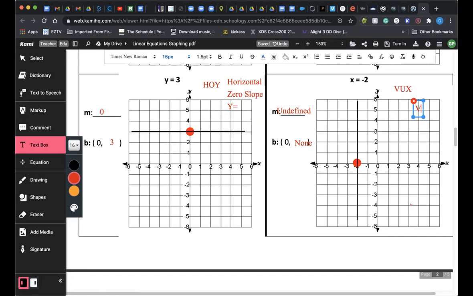VUX is for vertical undefined x equals, right? Anytime you have a vertical line, the slope is undefined and you have x equals. Okay, so a horizontal line, 0 slope, y equals. A vertical line is undefined, x equals. Hoi vux.